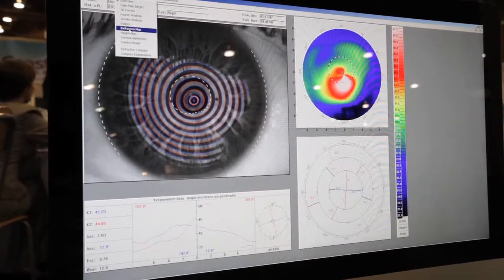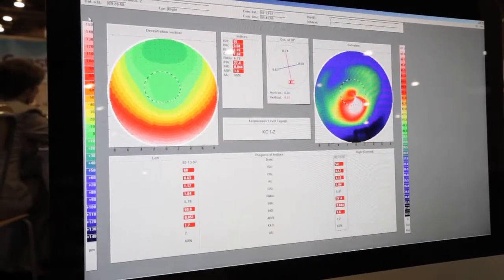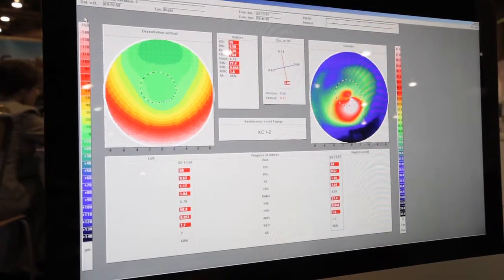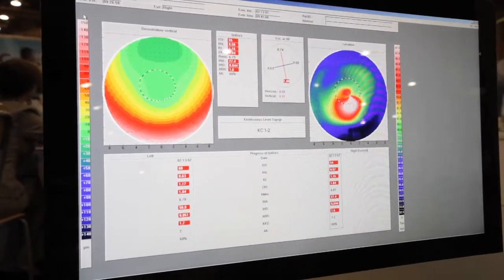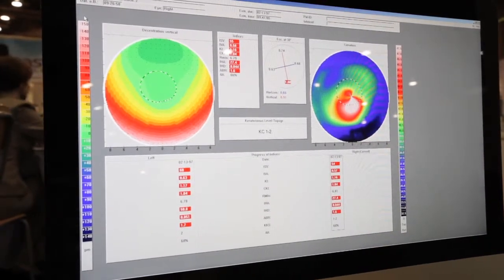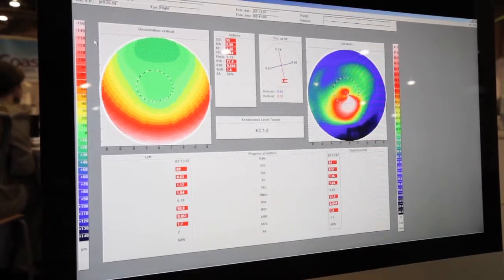Keratograph also comes with a keratoconus detection software. The keratoconus detection software can help the doctor to find out the keratoconus very early on, detect it early on, and help the patient with the right treatment to stop the progression of the keratoconus.